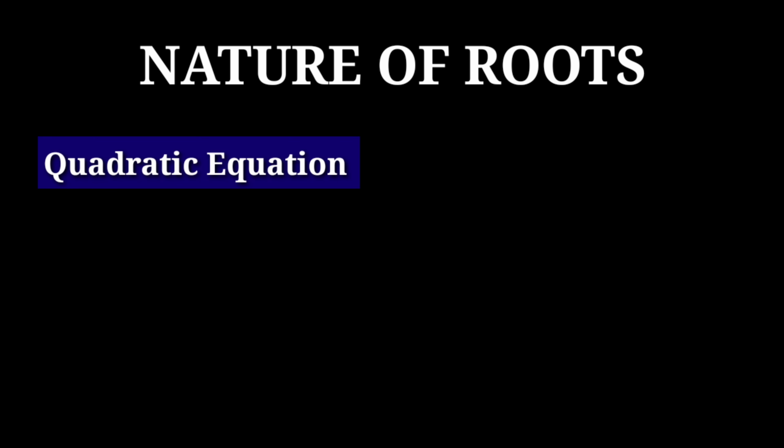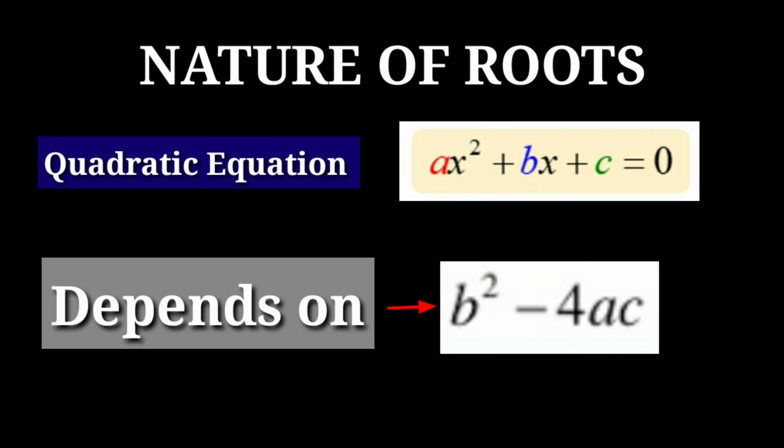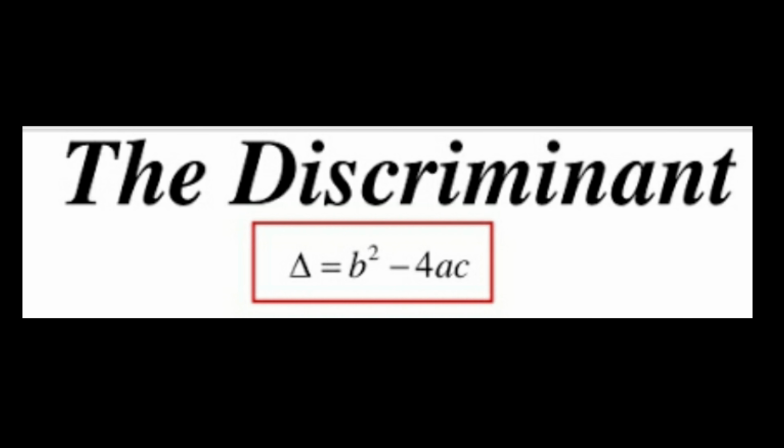Today we will learn how to find the nature of roots. Last lecture we have seen how to find out the value of b square minus 4ac. Today with that value we will determine what is called as nature of roots. Nature of roots of quadratic equation ax square plus bx plus c equal to 0 depends upon the value of b square minus 4ac. Hence b square minus 4ac is called discriminant and is denoted by Greek letter delta.